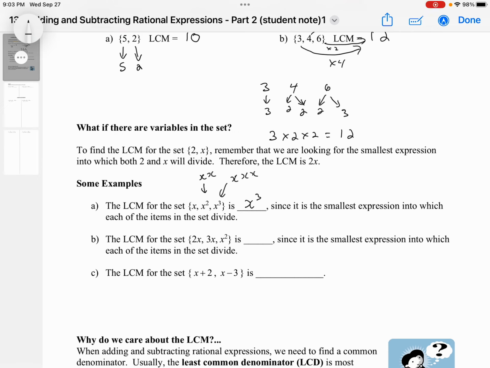Okay, maybe that clicks a little bit. Maybe just a little bit now. I see where we're going with this now. Look at the factors and use those to think out which factors do I need in the least common multiple. So next, 2x, 3x, and x squared.